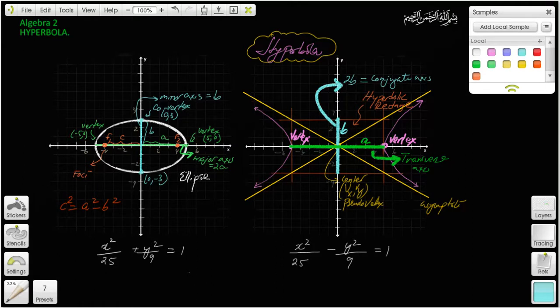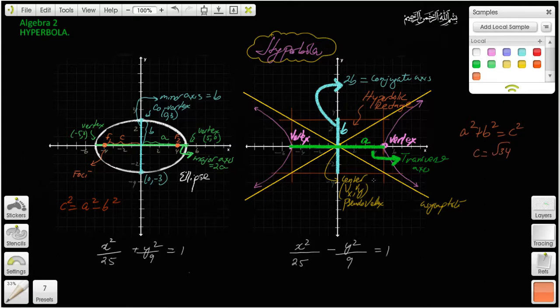Now a hyperbola also has foci, and we're going to talk about those. The foci are going to be on the outside. They're not going to be in here, because they're going to be on the outside over here. And the relationship between A, B, and C in this case is actually straightforward. A squared plus B squared is going to equal C squared. So 25 plus 9 is 34. C is the square root, in this case, square root of 34.